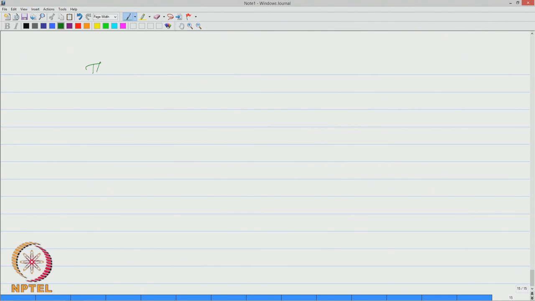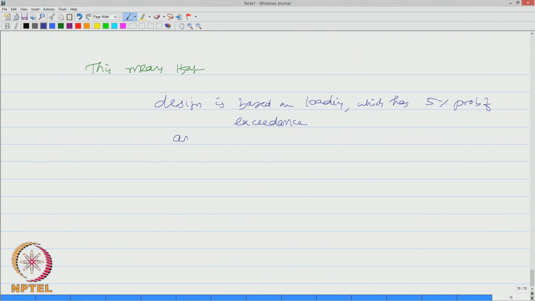Which means that design is actually based on loading which has 5% probability of exceedance, and material strength with 95% probability of being satisfied.